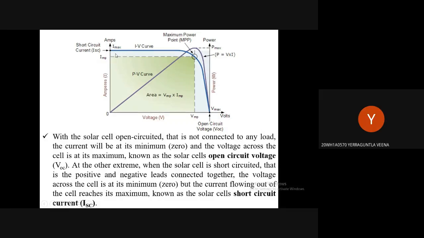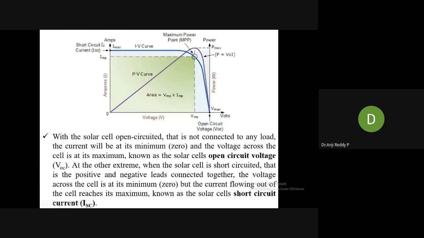0. Short circuit current means there is no resistance. If we are having resistance, what will happen? That opposes the flow of current. If there is no resistance, we can connect the positive and negative wires directly. Then automatically the circuit will be shorted. In that case, voltage will be 0, current will be maximum.